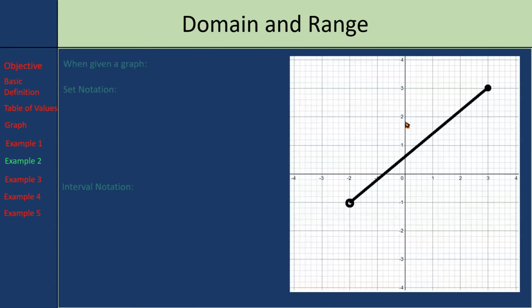Example number 2. Here is a graph. Ooh, here's an open and here's a closed. Okay, let's do set notation for the domain first, right? Let's look at the domain. I'm going to show you a way to think about domain. When you think about domain, you want to think about all the x values that it includes right here. Like, what are the x values?